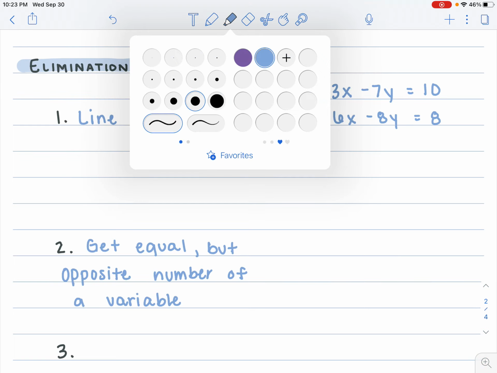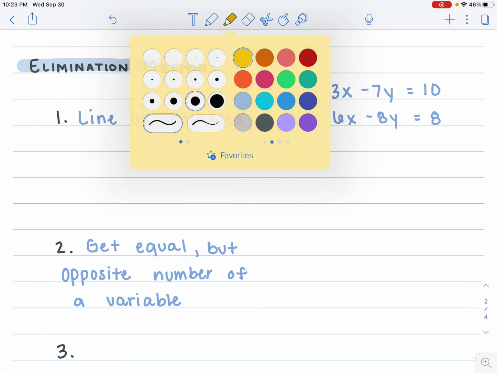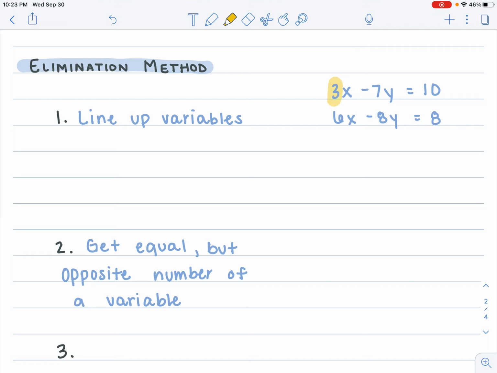So for example, if we look at our coefficients here, I've got 3 and 6, -7 and -8. So our goal is to take those and we're going to try to match them up. So I'm thinking, well, 3 and 6, there's an easy way that I can make those both be the same number. I can take that top equation and multiply it by 2, and that would give me the same number. It'd both be 6 and 6 then. Now they want it to be opposite, which means it wants to be the opposite sign. So if this original one is positive, we want to make this negative.